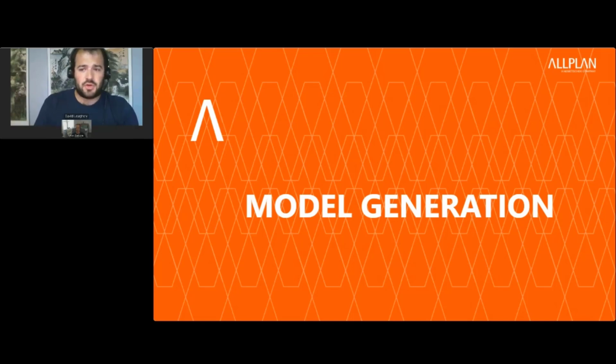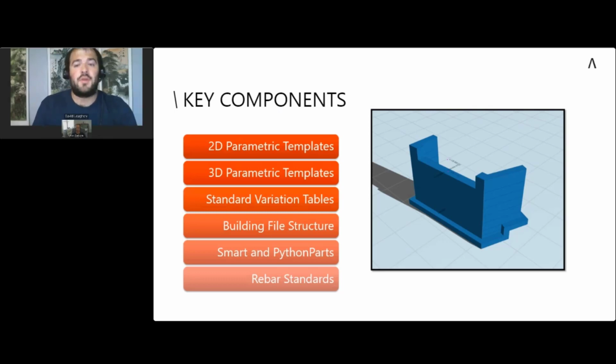So from a model generation perspective, what we have done is stitch together the tools that we have, the 2D parametric templates, the 3D parametric templates, the variation tables that enable us to describe how an element's behavior changes along its length over its stationing, and our Smart and Python parts and rebar standards into, dare I say, a universal, not perfectly, but a somewhat universal global template model, which can serve as a starting point for the creation of any bridge that fits into, say, the 2-span, 3-span range.